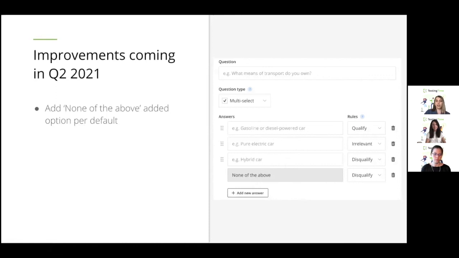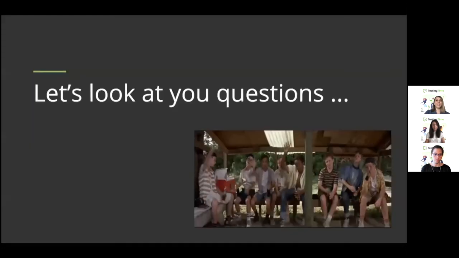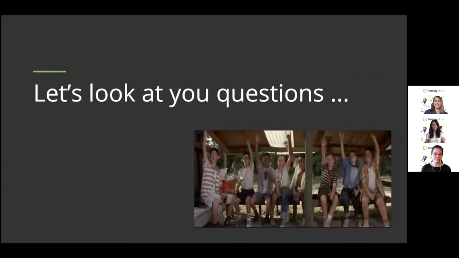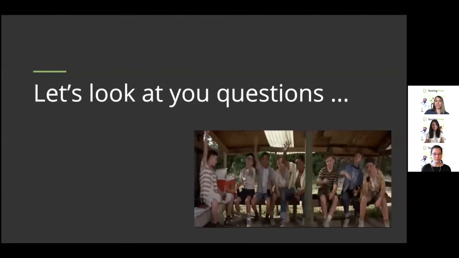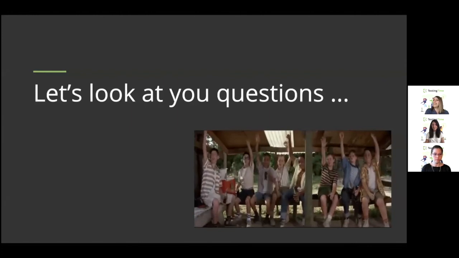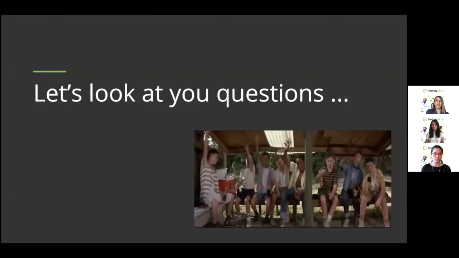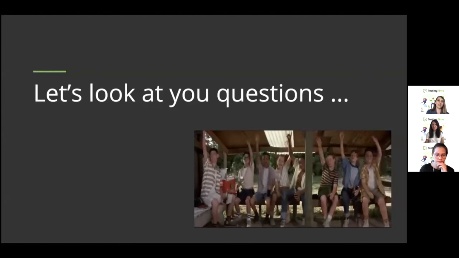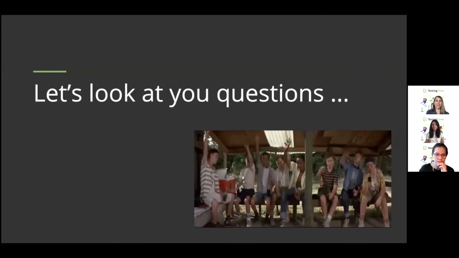As I mentioned, this is already coming now in Q2. This is what we have to share, like me and Celine. I really hope that the tips and what Celine shared will really help you to improve and also to start writing a better screener question. And also, from a product side, I really hope that you're excited about all the improvements that are coming in the upcoming quarters, so you can start writing better screener questions at scale.